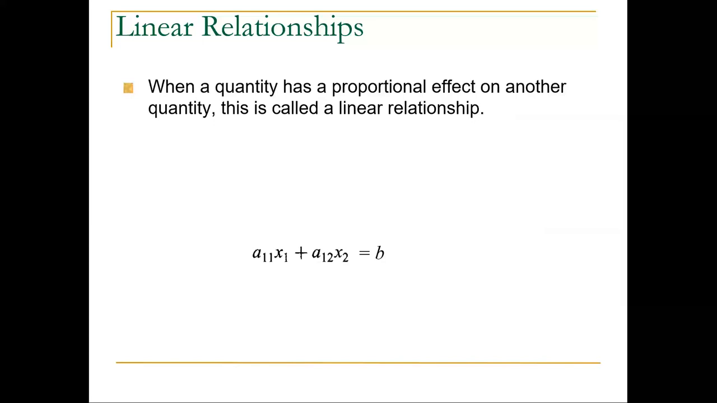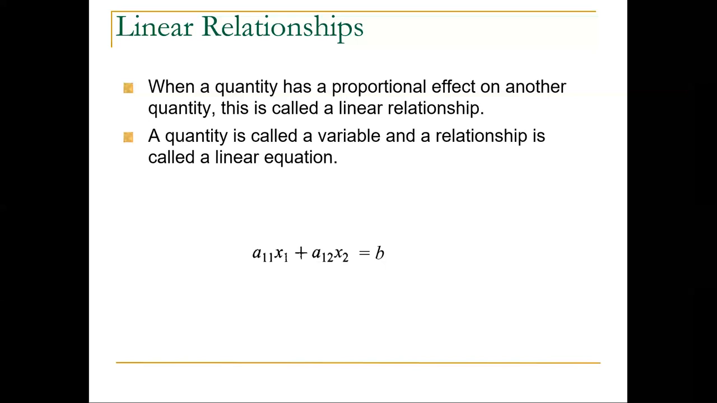So it's this relationship. This is called a proportional relationship. Proportional meaning when you double one, the effect sort of doubles. When you halve one, the effect sort of halves, based on the type of quantity that you're looking at. Alright? So we call this a linear relationship. Linear relationships are very common in engineering. As I said, the quantity we call a variable in math, and we call it a linear equation.